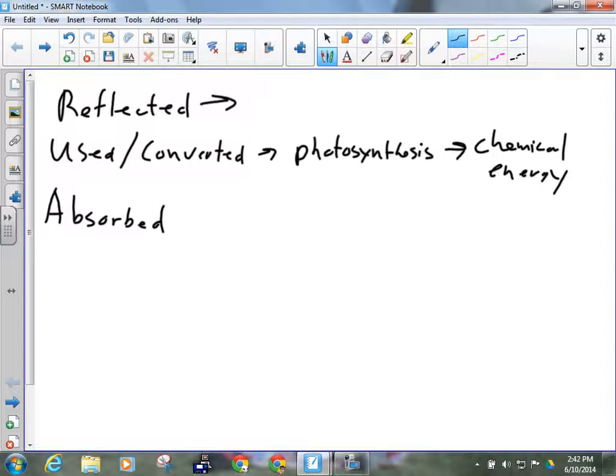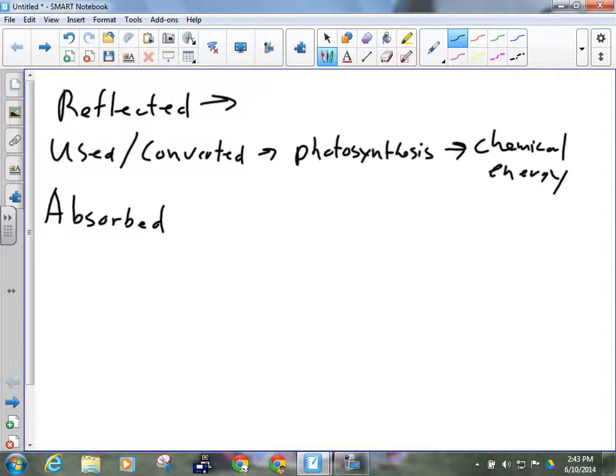When the energy is absorbed, it could be absorbed by the atmosphere. It could be absorbed by oceans, lakes, rivers, the hydrosphere. It could be absorbed by the lithosphere, the solid part of the Earth. Now, there's a few things we need to remember about those things.